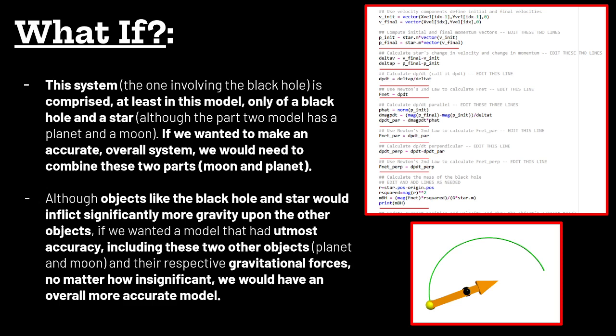Now, what if in this model we made a function or a model that had all of the elements: the planet, the moon, the star, and the sun? Well, that would make it more accurate, because although in this model right here we only have the black hole and the sun, if we wanted to make it more accurate, we would need to include everything. And although objects like the black hole and star would inflict significantly more gravity upon the other objects, if we wanted a model with utmost accuracy, including these two other objects, the planet and the moon, and their respective gravitational forces, no matter how insignificant, we would have an overall more accurate model.